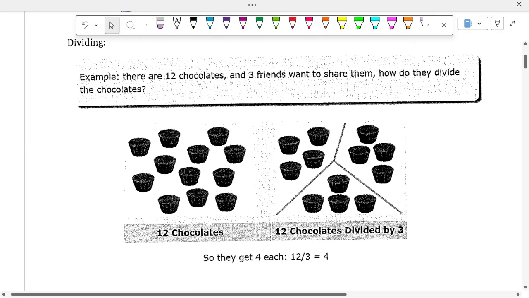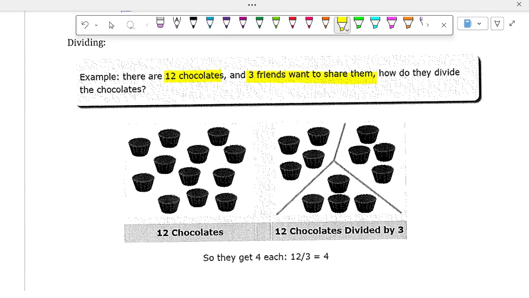So here's a very, very simple example of that. There are 12 chocolates. 3 friends want to share them. How do they divide the chocolates? So that's like an elementary school math problem. Obviously, if there's 3 friends, they want to share the chocolates evenly. How many do they each get? 4. You just divide 12 by 3, you get 4.